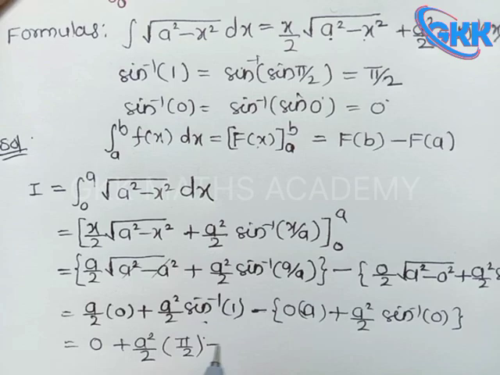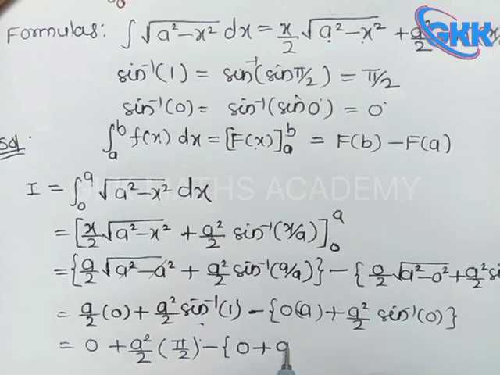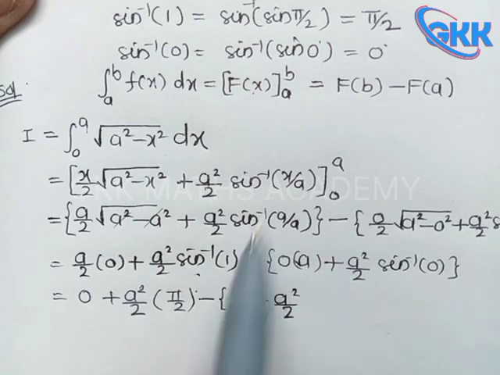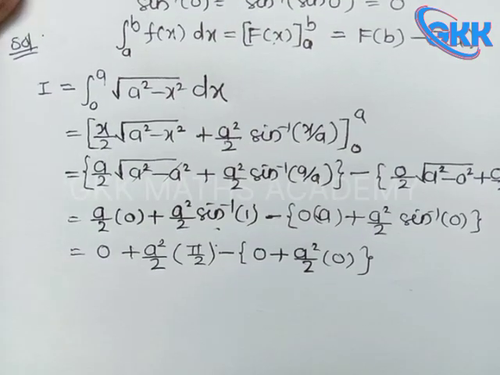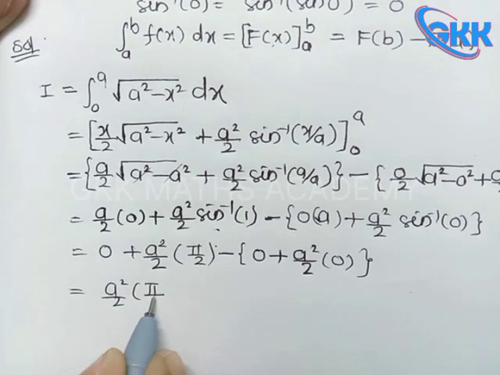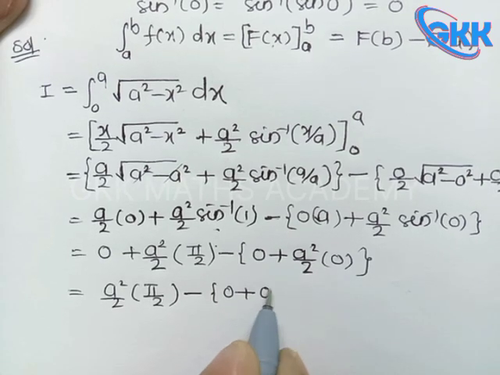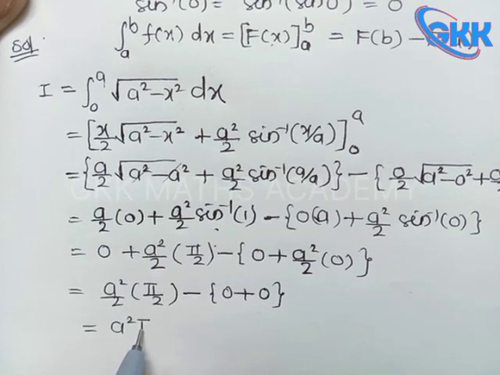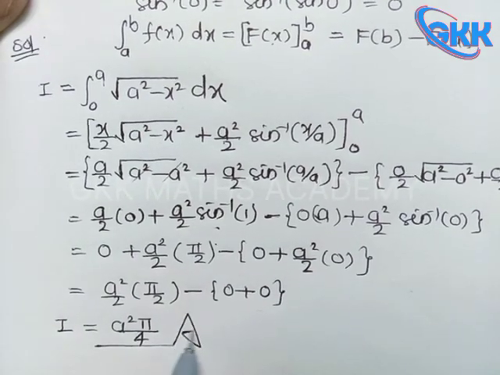Pi by 2 minus, here 0 times a square upon 2. What is the value of sine inverse of sine 0? 0. Now what will we get here? a square upon 2 times pi upon 2, minus 0, here also 0. The total value directly: a square pi upon 4. This is our required answer.